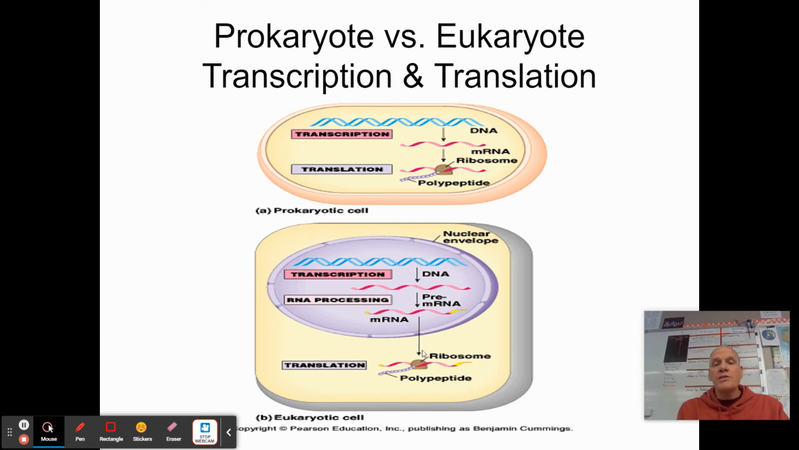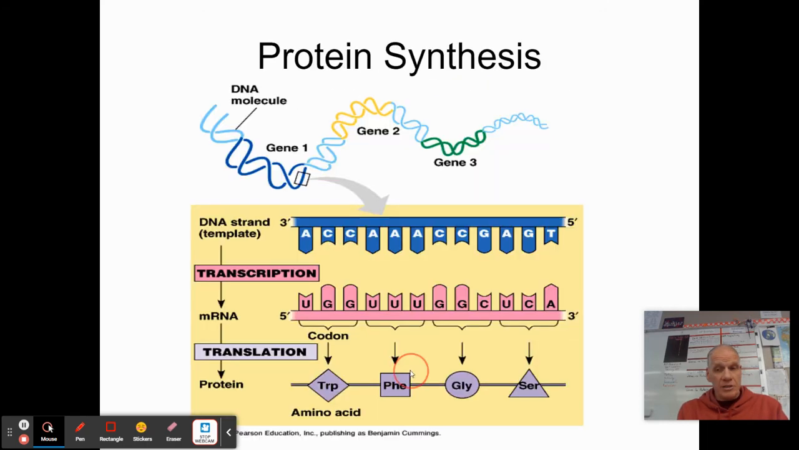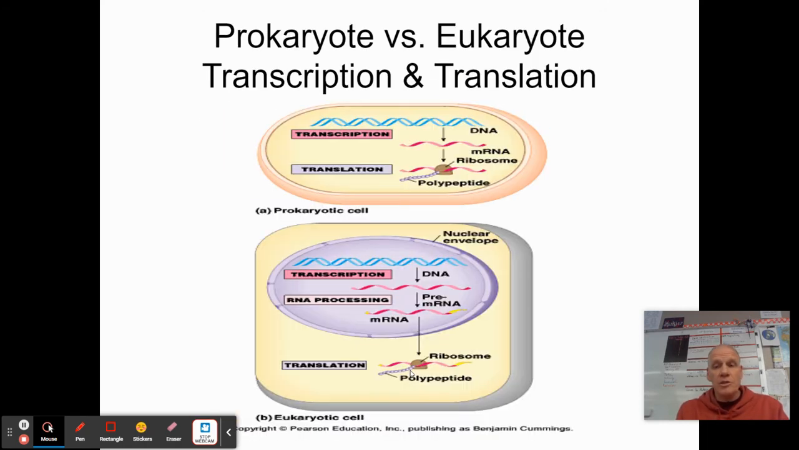And then the process of translation occurs in the cytoplasm. So transcription and translation take place in different places and at different times in eukaryotic cells. In a prokaryotic cell, that's not the case.